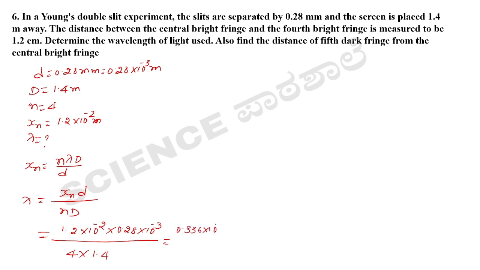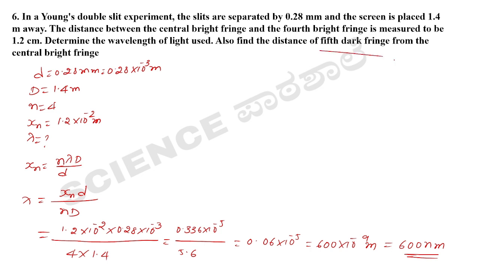Okay? So if we solve this, you will get the answer like 0.336 into 10 raised to minus 5 divided by 5.6, and if you solve this, you will get something like 0.06 into 10 raised to minus 5. So if you shift the point 4 places, you will get 600 into 10 raised to minus 9 meter, that is 600 nanometer. Okay, so this is the first case. Second case, what they have given: also find the fifth dark fringe from the central bright fringe.